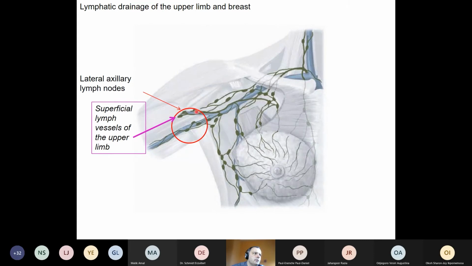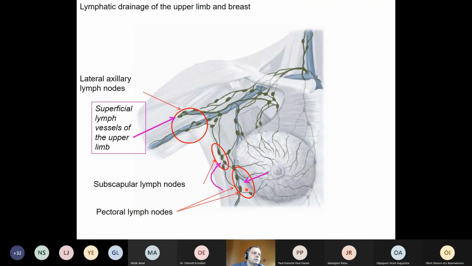I mentioned that the upper limb is drained mainly into the lateral axillary lymph nodes. And then from the female breast, the lymph fluid is drained into the lymph nodes on the chest, called pectoral lymph nodes. Then the secondary group to this is the so-called subscapular lymph node group, which is secondary in relationship to the lower lateral part of the breast. The medial part of the breast is drained to the lymph nodes situated right behind the chest bone, the sternum. That's why these nodes are called parasternal lymph nodes.